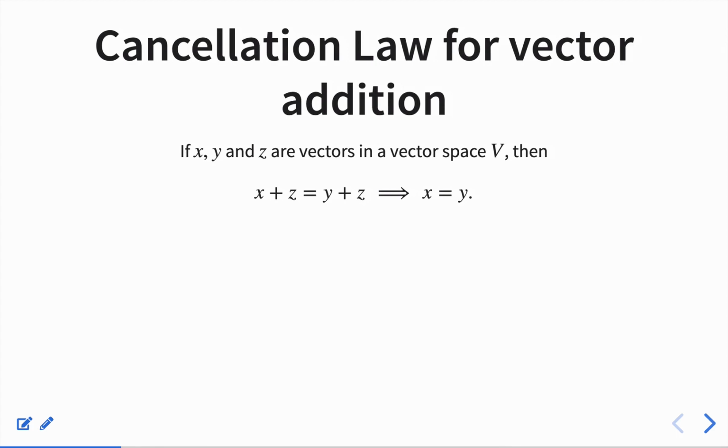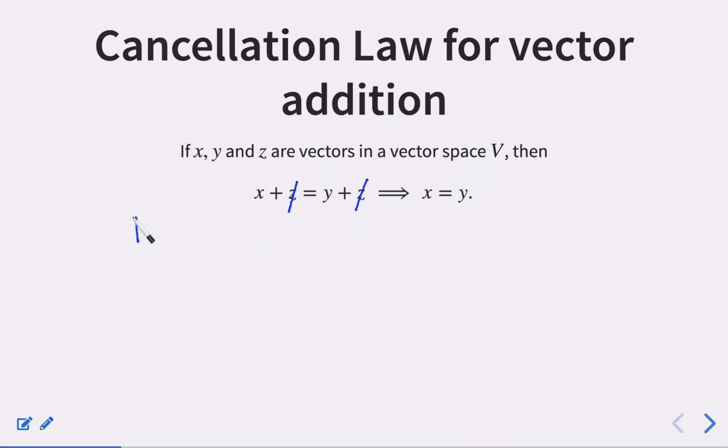What does this property say? If x, y, and z are three vectors in a vector space V, and if x plus z equals y plus z, then x equals y, which means I can cancel this z. This is called the cancellation law for vector addition.